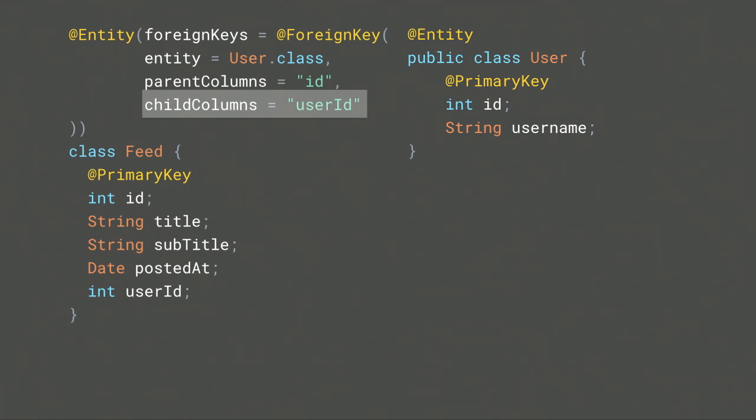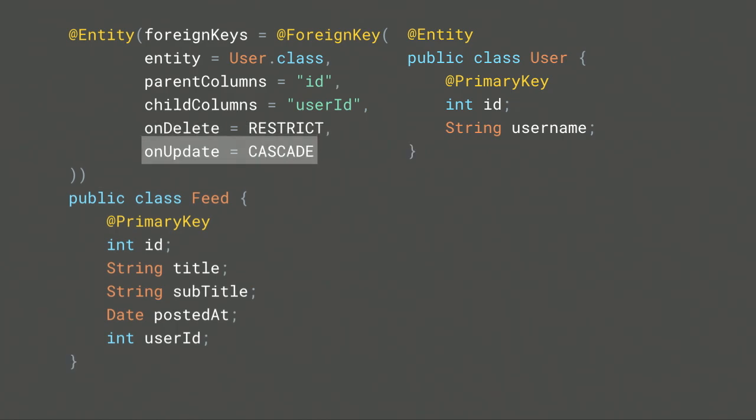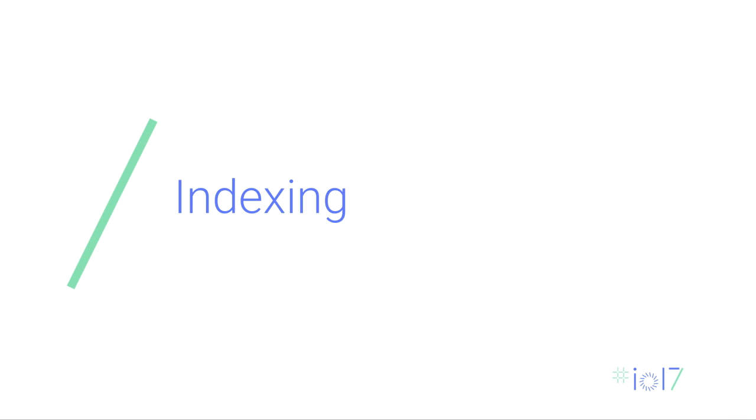But once you declare this, now SQLite knows about this relationship. And if it knows, you can say things like, you know what? If someone tries to delete that user, don't let them delete because I have a feed for them. Or you can say, if that user is updated, please update me as well. So we're trying to embrace SQLite rather than trying to hide these details and create a bunch of pitfalls.